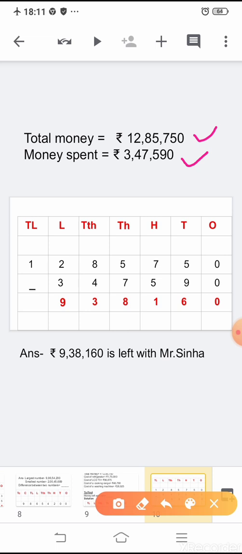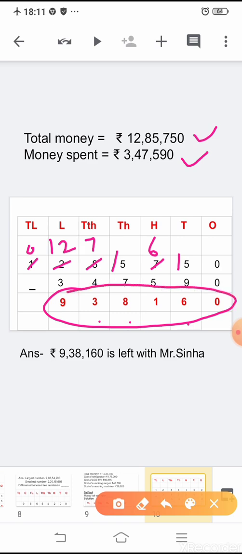9,38,160. So when you subtract, from the total amount, this will become 6 in the ones place, it is 0. Now here 15 minus 9 is 6, 6 minus 5 is 1. In the thousands place you cannot subtract, so borrow from the 10,000s place. This will become 15 minus 7, that is 8. 7 minus 4 is 3, and again here 12 minus 3, that is 9. So you will get the amount left with Mr. Sinha.